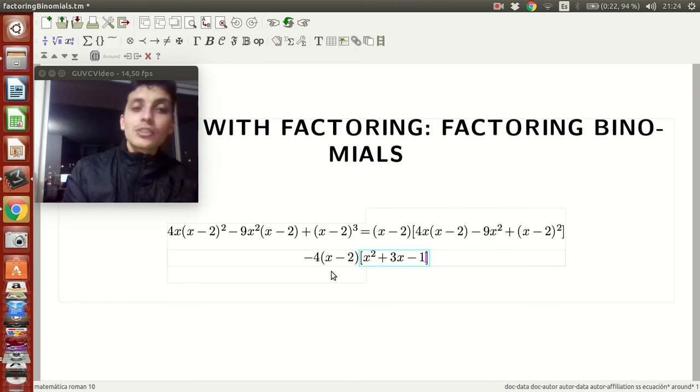This is how you factor a binomial. This is how you apply the concepts of factoring in binomials. And this is how you can see how easy it is to use binomials as factors.